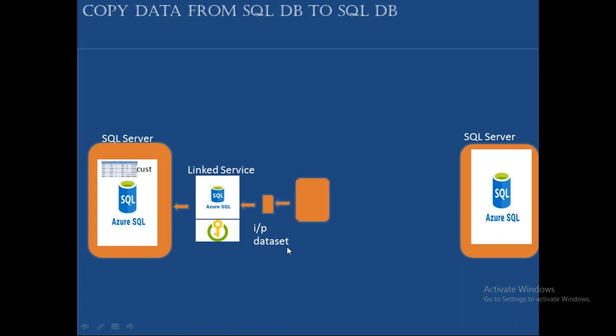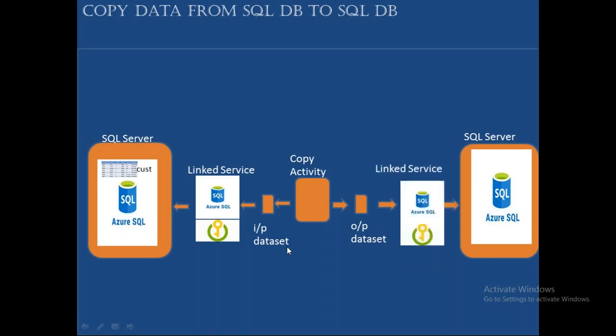Once I read this data, I just want to copy it. Where do you want to load this data? Maybe you want to load it into the customer one table. With reference to that customer one table, you need to create an output data set. To select the output, like customer one table, you need to have a connection again to your database.